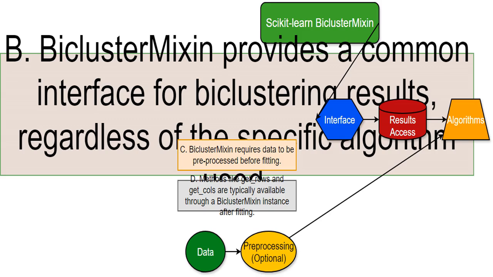This is absolutely true. The main job of BiclusterMixin is to provide a consistent way to access results from various biclustering algorithms. It ensures that no matter which algorithm you used, you get the results in the same, predictable format. Imagine it as a universal translator for biclustering outputs.